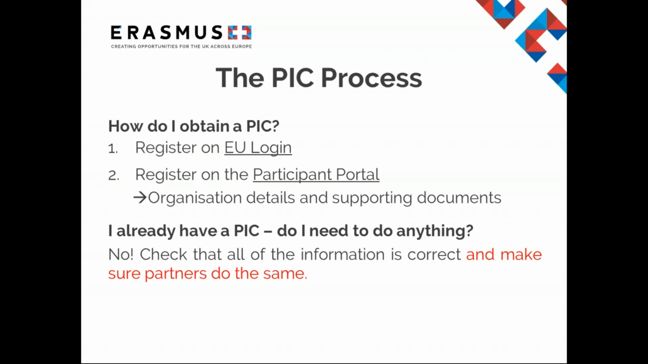The email address should be accurate, and the contact telephone numbers for the applicant, and if applicable, the national consortium members, should be a UK contact number. Also, please be aware that all of your UK partners will also need to have obtained a PIC and have uploaded all of the necessary supporting documents on the participant portal before you can submit your application.